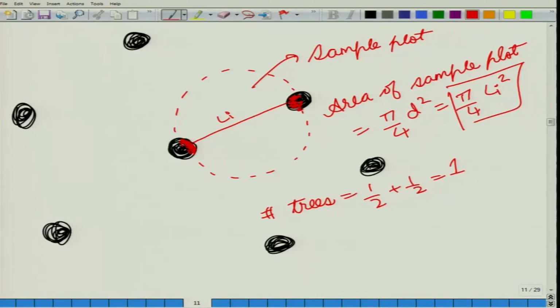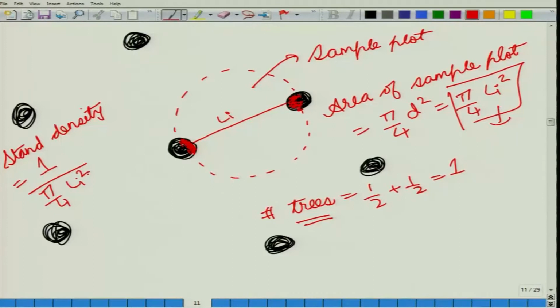So, what is the stand density? The stand density is given by the number of trees, that is 1, divided by the area of the sample plot, which is pi by 4 Li square. Now, if we have Li in meters, then this area is in square meters. Now, we represent our stand density in terms of hectares. 1 hectare is equal to 10,000 square meters. So, this much is the stand density per square meter. So, the unit will be 1 by meter square.